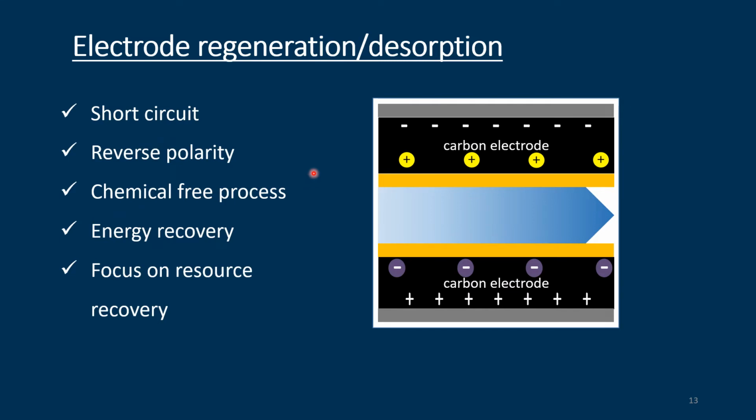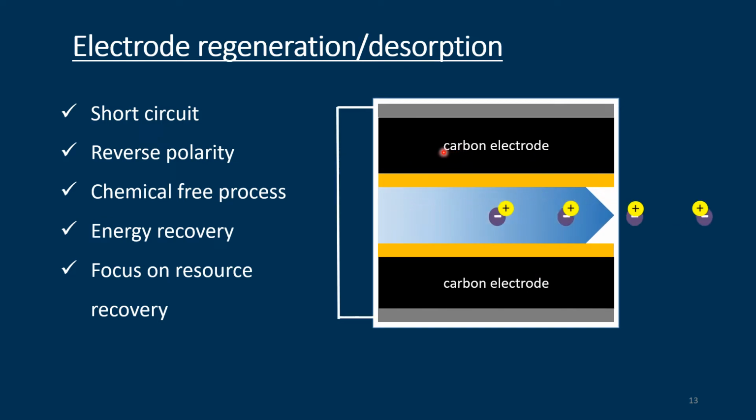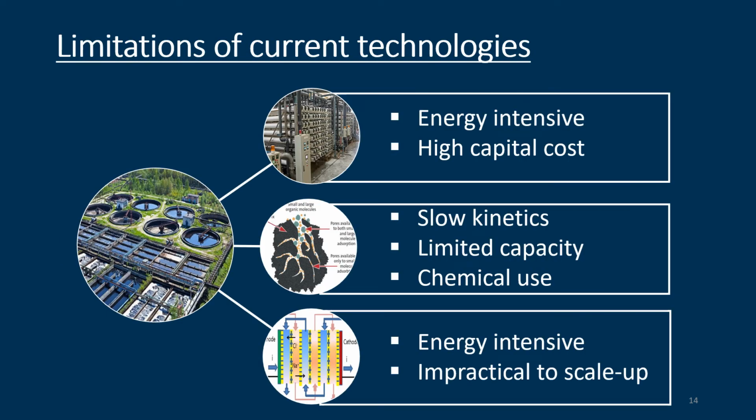And the next step will be desorption. So once you adsorb, you can then make desorption. You can apply the opposite polarity, or just shut down the electrical power. And this also makes energy recovery possible. It can also be focused on resource recovery systems.